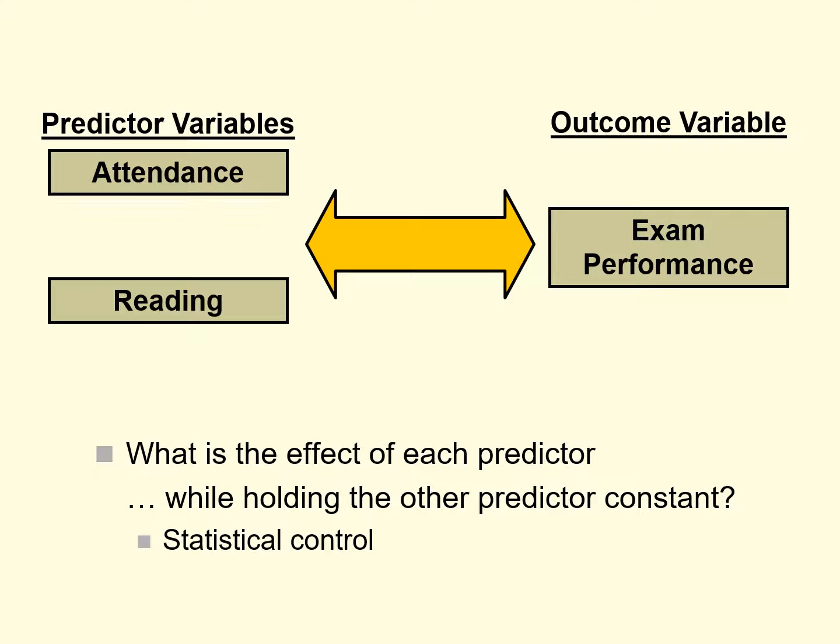If we wanted to represent this design pictographically, we could put our predictor variables and our outcome variable in a picture as so, and we could ask the question, what's the effect of each predictor variable while holding the other predictor variable constant? We could think about this in terms of non-experimental or statistical control. What's the effect of attendance on exam performance if we hold constant the effect of reading? What's the effect of reading on exam performance if we hold constant the effect of attendance? That's what multiple regression allows us to do.